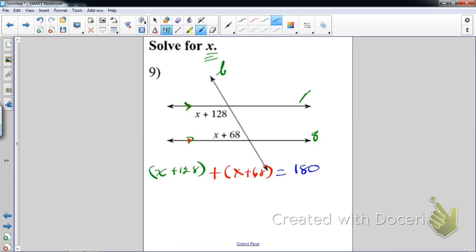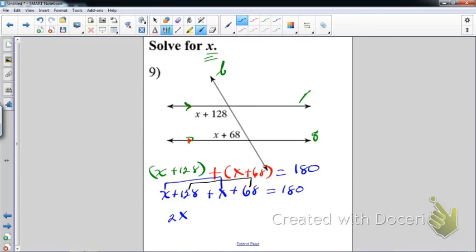And I'm going to set it equal to 180, which is perfect for us. I'm going to take them out of the parentheses. So now I have x plus 128 plus x plus 68, that is equal to 180. And I'm going to combine things that are alike. So I have these two that are the same, so I have 2x. And then I have the following two, 128 plus 68.